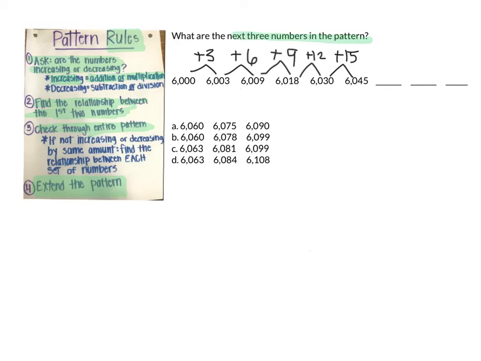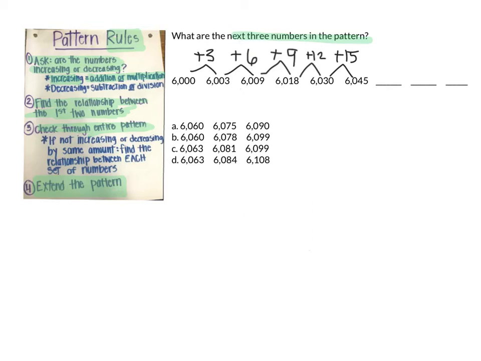So let's talk about what we just did for a second. We figured out that our numbers were increasing. We figured out that we were going to add. When we were looking at the relationship between the numbers, we knew that it wasn't just adding the same number every time. So we checked through the entire pattern, and there in step 3, it says if it's not increasing or decreasing by the same amount, you need to find the relationship between each set of numbers. That's why checking through the pattern is so important.